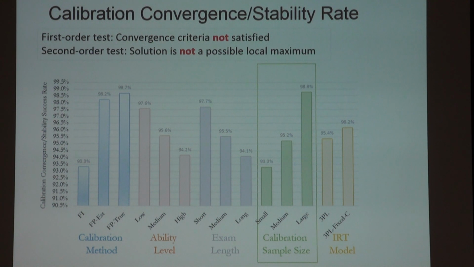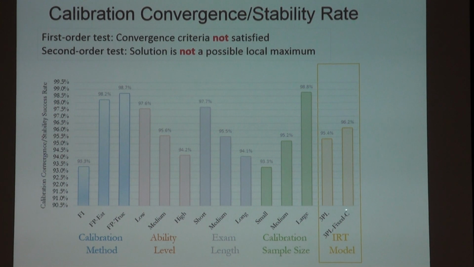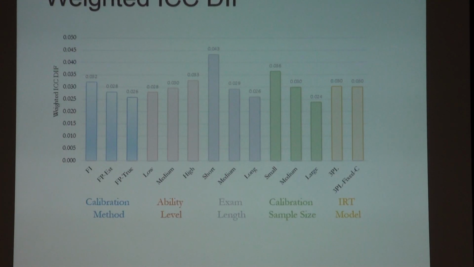And finally, we have the IRT model. The one we used to generate the data has a slightly higher rate than the other one. But a higher convergence rate does not necessarily mean a more accurate result.